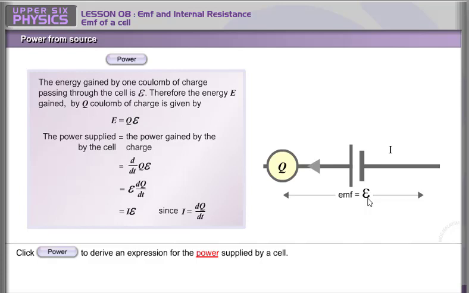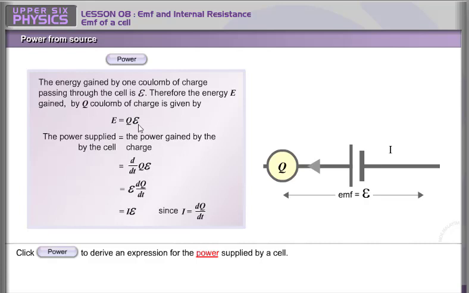So power supplied by the cell is equivalent to the power gained by the charges. As the charges move, they are moving with a certain power. What is their power? The power that is supplied by the cell. So that's why we say power supplied by the cell is equivalent to the power gained by the charges.